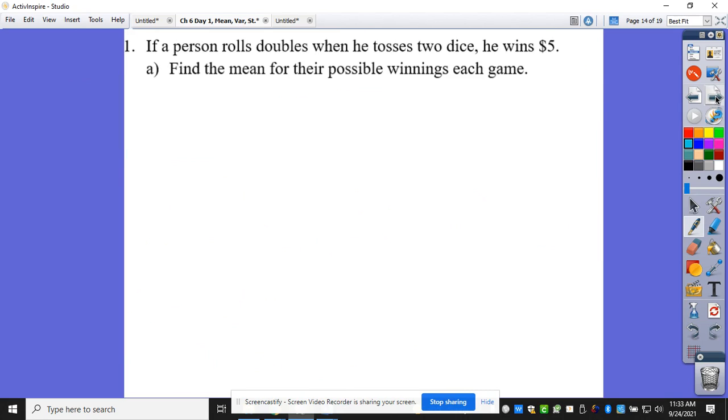Okay, so on the right side, a person rolls doubles. We're rolling 2 dice here. If he rolls doubles, he wins $5. So this kind of goes back to what we dealt with days ago when we did the dice rolling thing. How many ways can I roll a double?